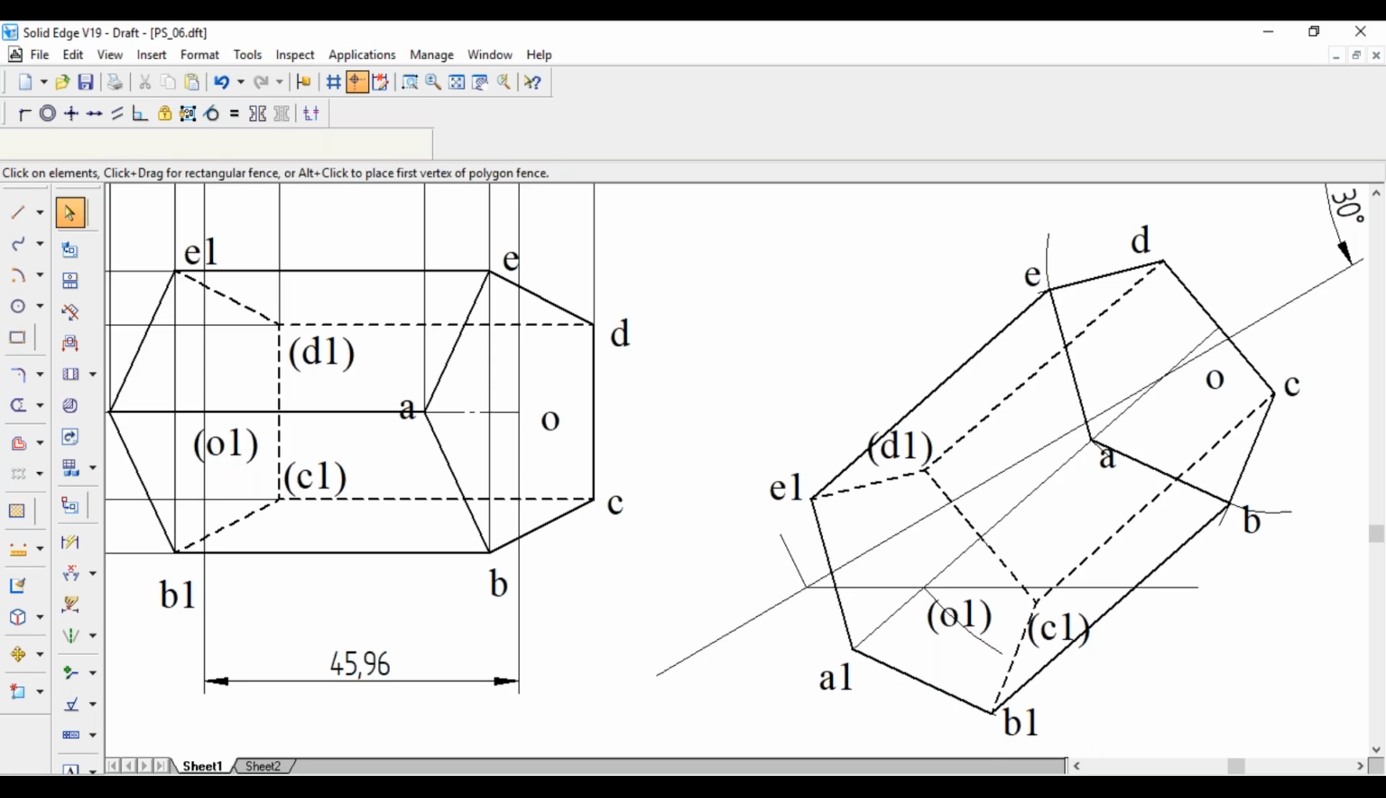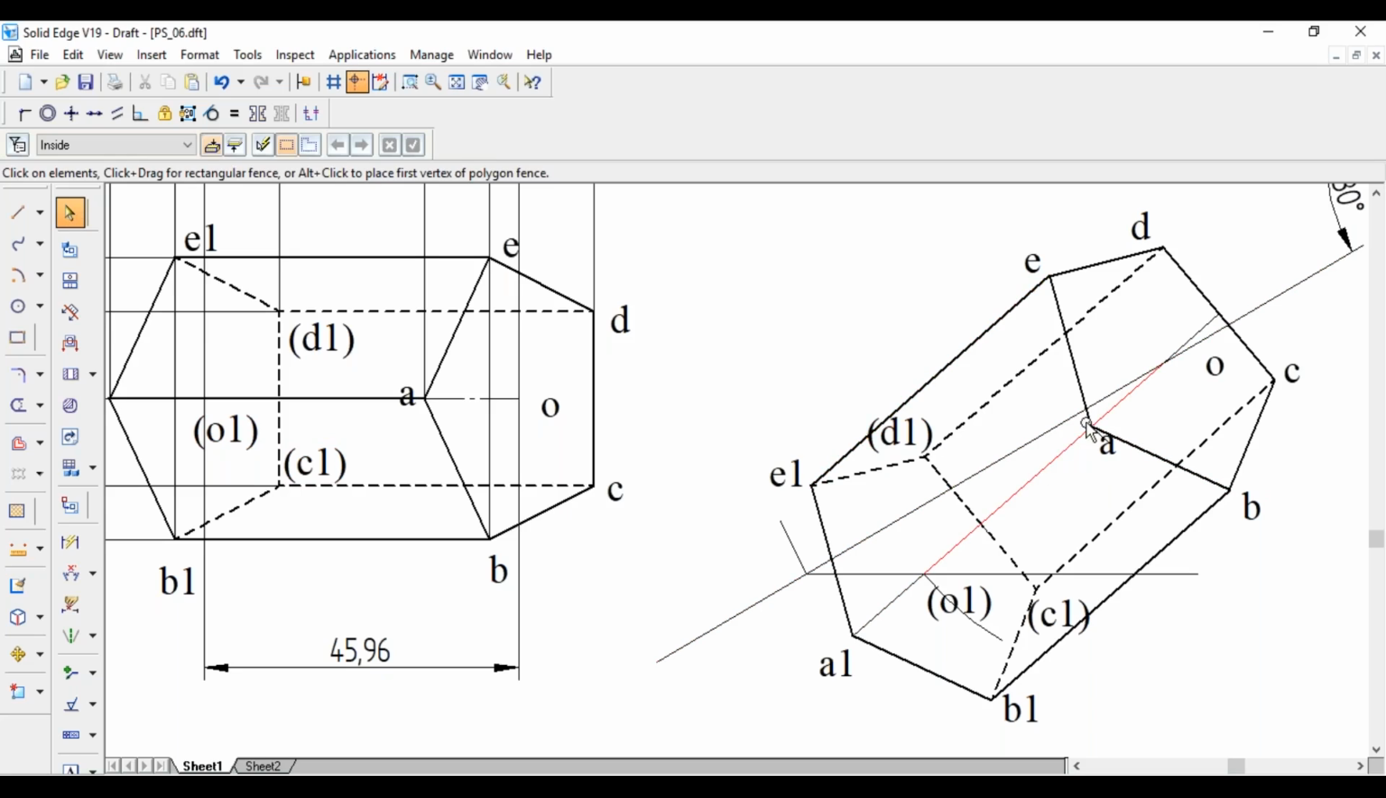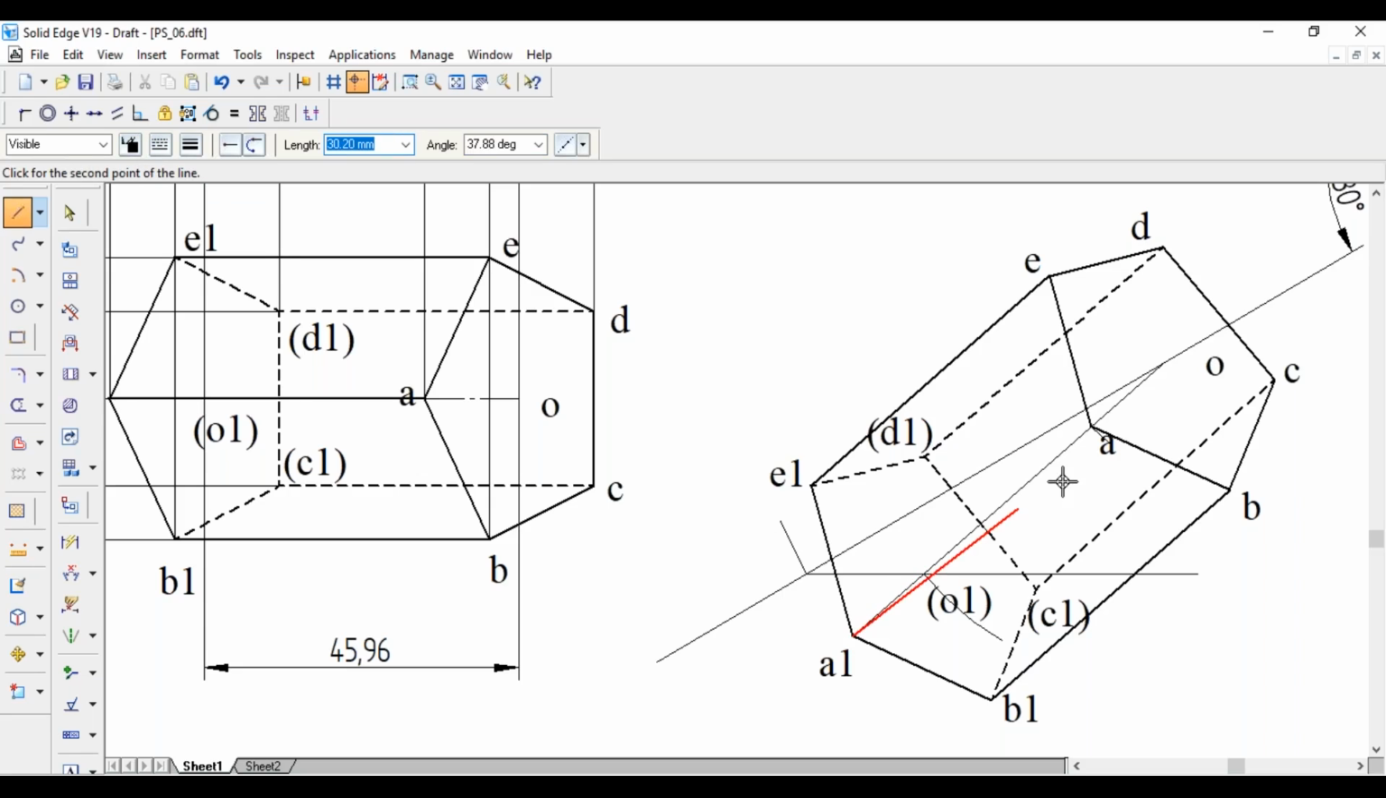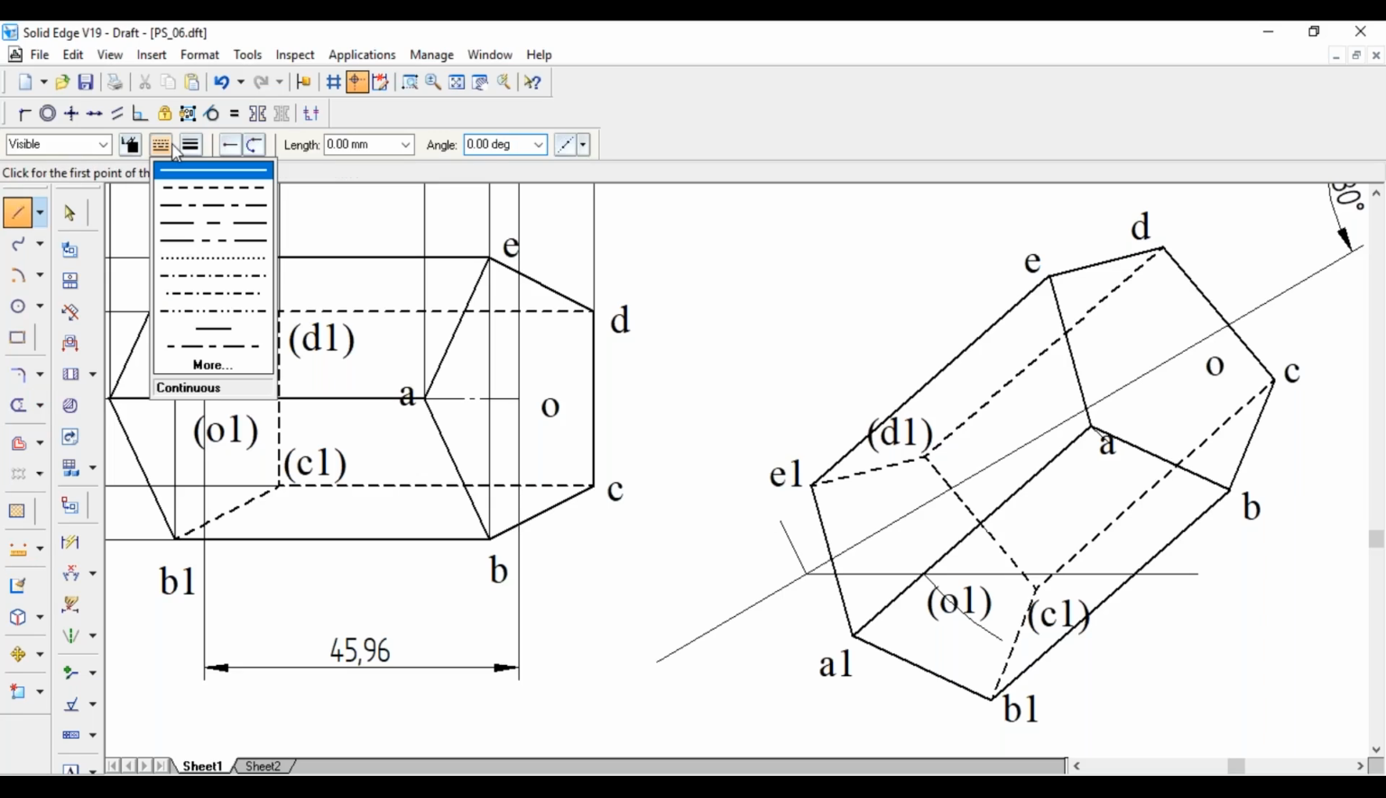These arcs will confuse, so I am deleting those things. Next, A to A1 is continuous, dark, whereas OA is an axis line, a chain line.